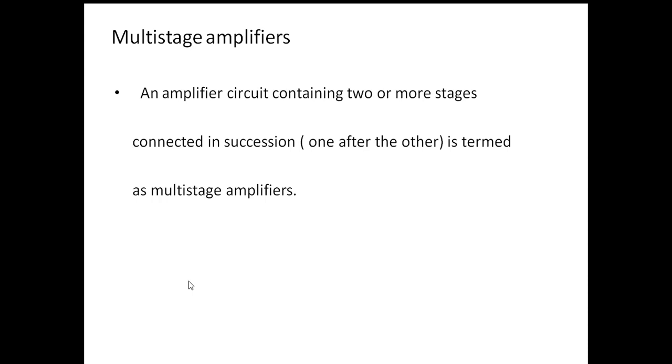An amplifier circuit containing two or more stages connected in succession, one after the other, is termed a multi-stage amplifier. Okay, is it clear? If more than single stage amplification is done, that is nothing but multi-stage amplification. The second stage should be connected after the first stage. This is nothing but succession. Let us read it again: an amplifier circuit containing two or more stages connected in succession, one after the other, is termed a multi-stage amplifier.